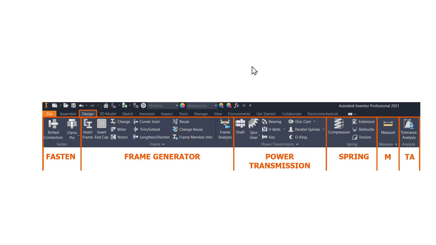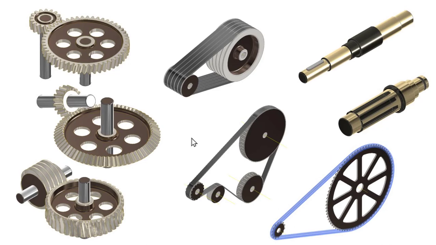Hi my friends. Today we continue with the discussion about design accelerator, focusing on power transmission. We discussed about disk cam, and now we make an approach to the other kind of power transmission. Actually, we discussed about SPUR gear, BEVEL gear, worm gear, V-belt, synchronous belt, roller chains, key placed on a shaft, parallel splines, and O-rings. Let's start.